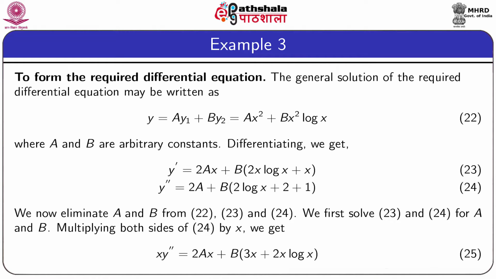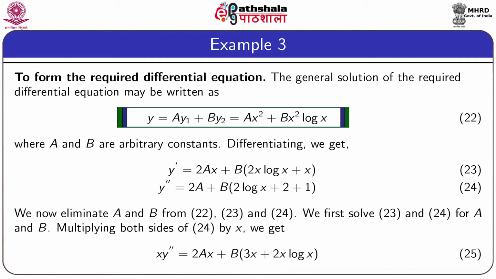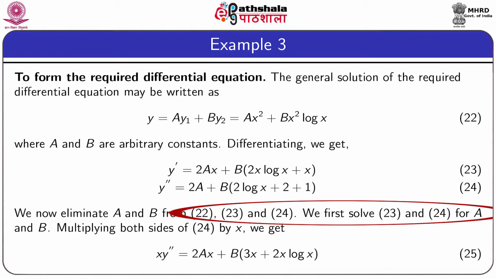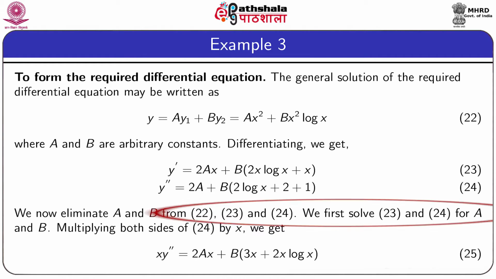Now, in the second part of the problem, the general solution is given by y equal to a y1 plus b y2, which is equal to a x squared plus b x squared log x, where a and b are arbitrary constants. We differentiate equation 22 twice to obtain equations 23 and 24. We solve for a and b from 23 and 24.